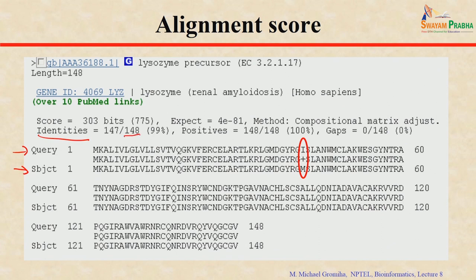That means out of 148 residues, everything is aligned, so gap is 0%. In this case, query coverage is 100%. Out of 148, 147 are matching. The identity means exactly the same, so this is 99%. And then if you see the positives, it contains identities plus the plus, that means similar residues. So add everything, out of 148, all 148 are positives. So this is 100%. They give it along with the scores as well as the E values.